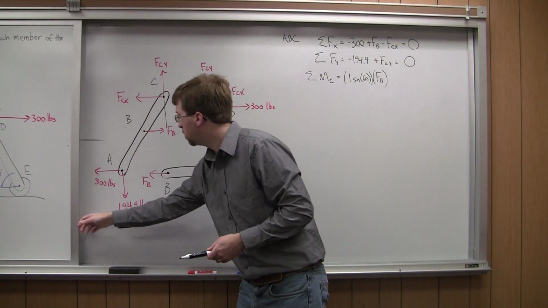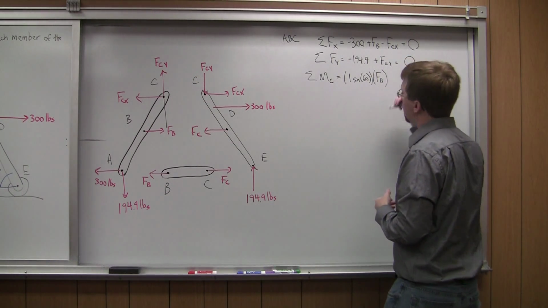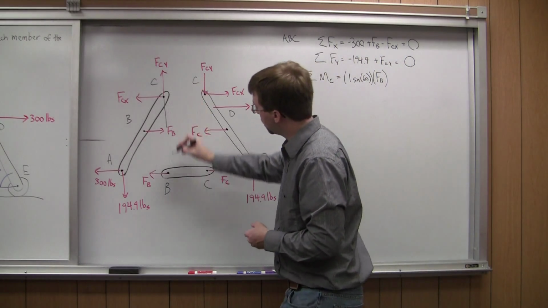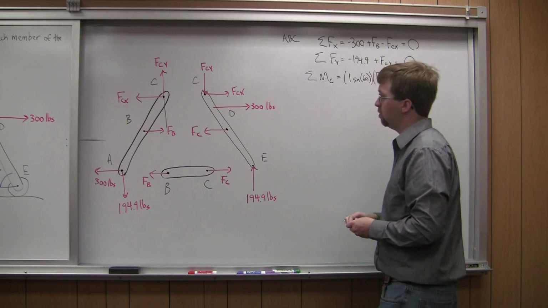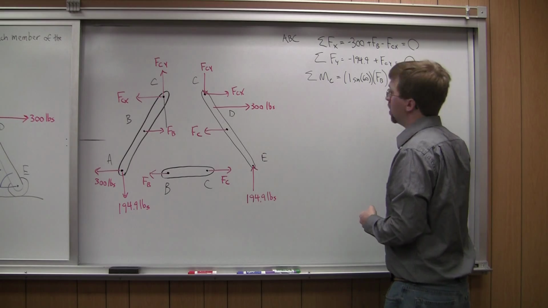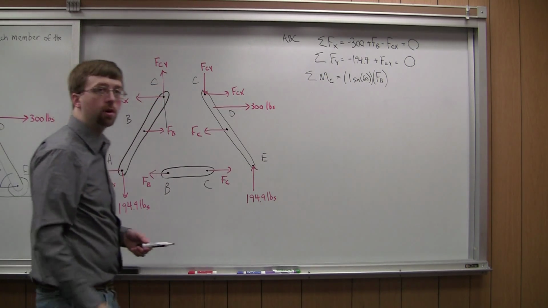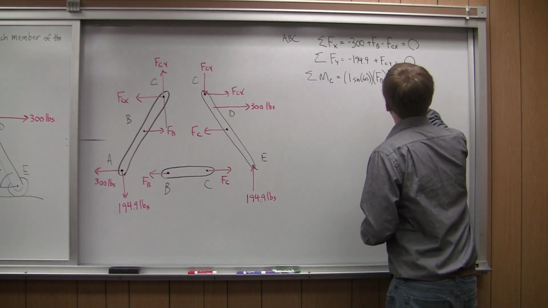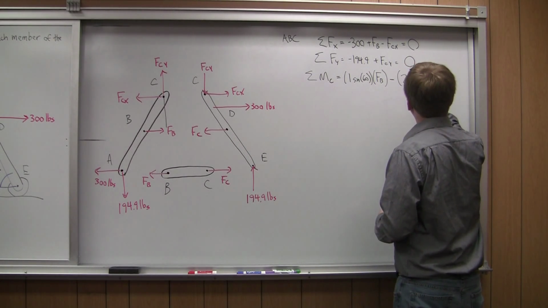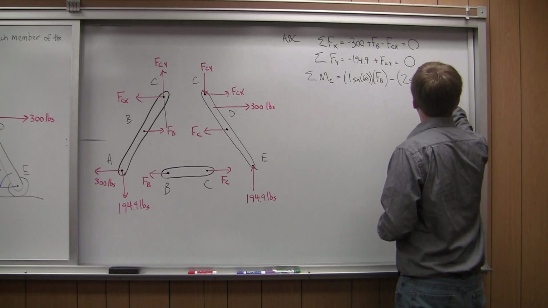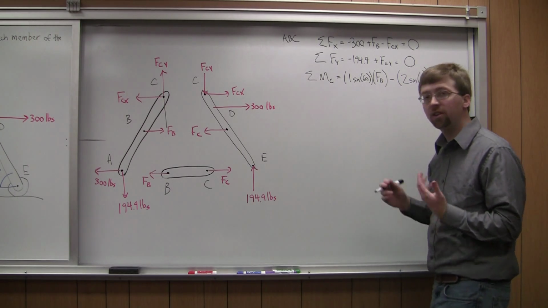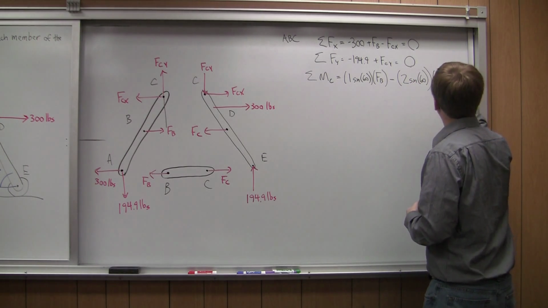Next, I'm going to look at my 300-pound force. So the distance here is going to be 2 times the sine of 60. This would be a negative moment. It's going to cause a clockwise rotation. So minus 2 times the sine of 60 times the magnitude of my force, 300 pounds.